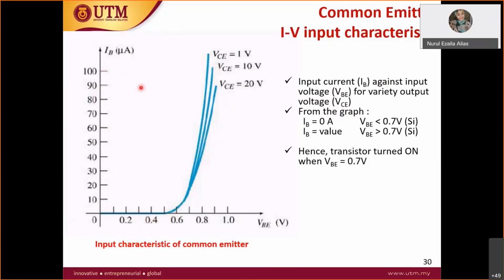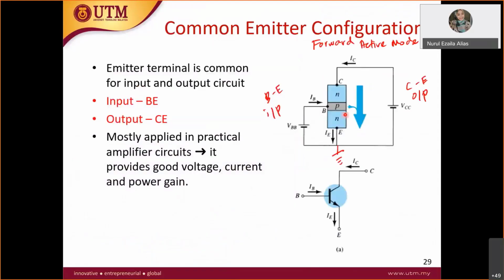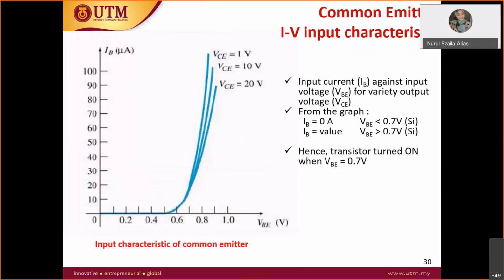If the transistor is made up of silicon, the voltage drop across VBE here is 0.7 volt. If IB is 0, therefore VBE is less than 0.7 volt. But if there is a value for IB, therefore VBE is greater than 0.7 volt. Hence your transistor will turn on when VBE is equal to 0.7 volt.